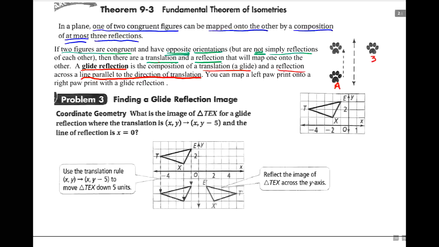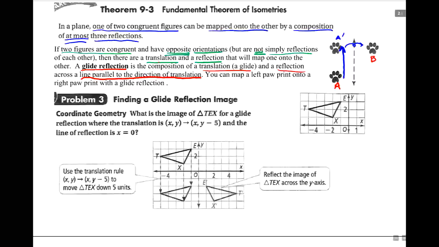Let's call these A and B, because that's what they called them in our lots of words up there. So we have paw print A, and we want to get it to paw print B. We notice that they have opposite orientation, but I can't simply reflect across this line here. There's no way to just do a simple reflection. So I need to first do a translation to get A prime, and then I'm going to reflect to get B.